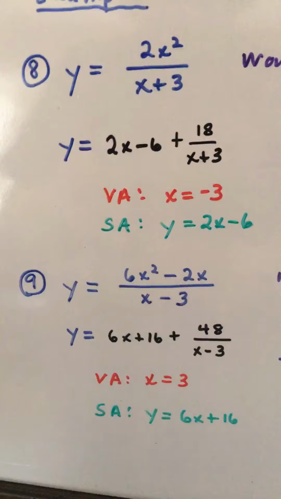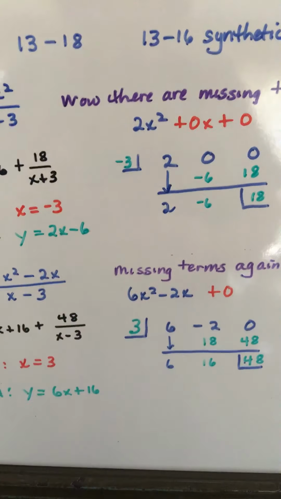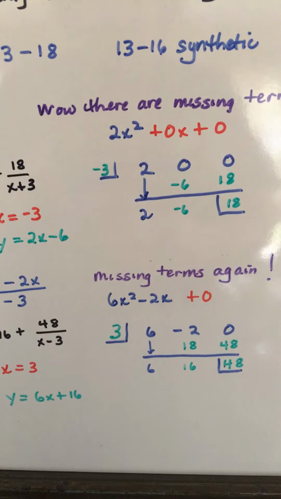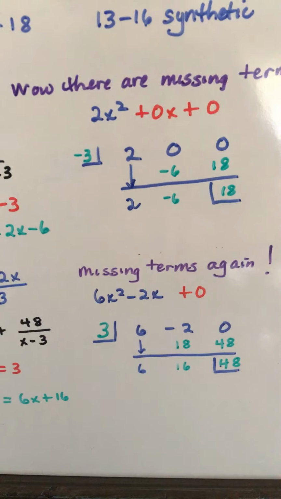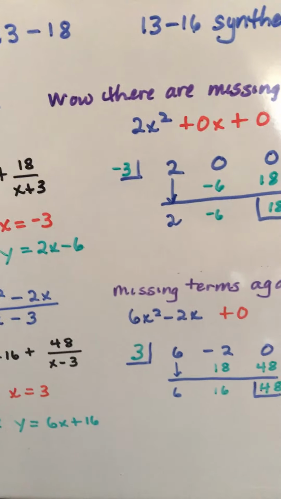One more with missing terms. I have the second degree, the first degree, but I'm missing the 0 degree. So again, I set up my table. I need 6, -2, 0. What makes the denominator 0 is 3.